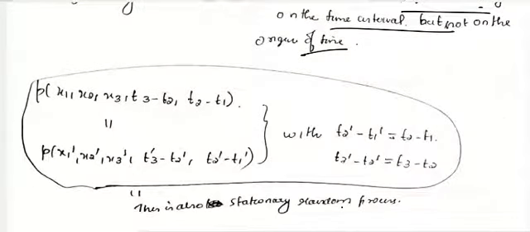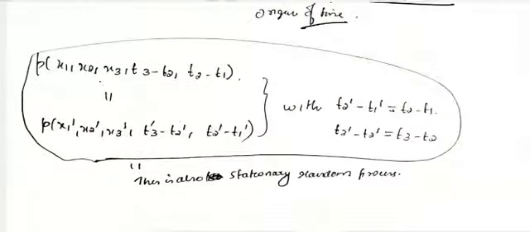If there are three variables, that is x1, x2, x3, for now we are just writing the time intervals, that is t3 minus t2 and t2 minus t1, and here also t3 dash minus t2 dash and t2 dash minus t1 dash. What should be the condition? t2 dash minus t1 dash should be equal to t2 minus t1. Again, t3 dash minus t2 dash should be equal to t3 minus t2. This is also a stationary random process.